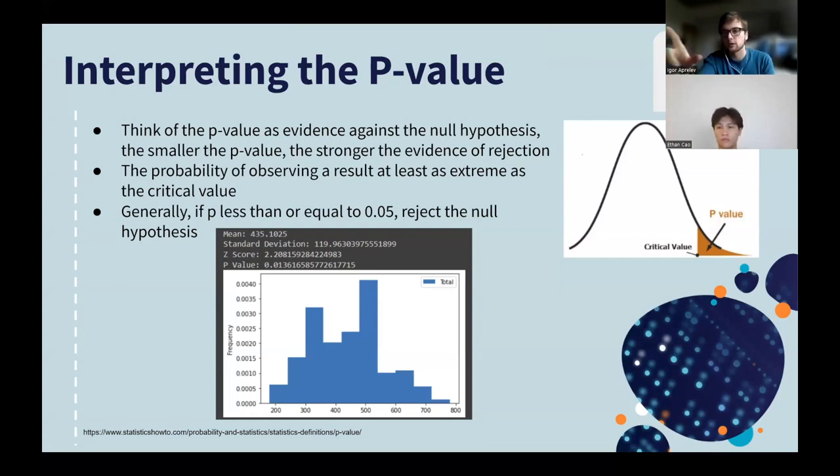If you look at the distribution to the right, we have the sort of bell curve, and we have the critical value. The p-value is all the area under the curve to the right of the critical value. So that's just a little bit of intuition of what it's actually telling you. It's the probability of observing a result at least as extreme as the critical value.